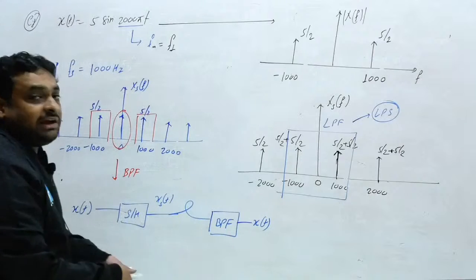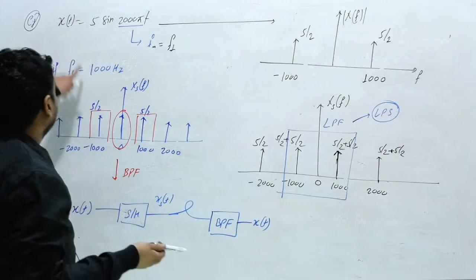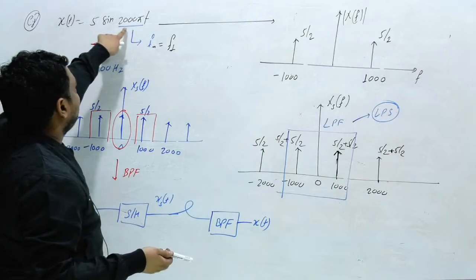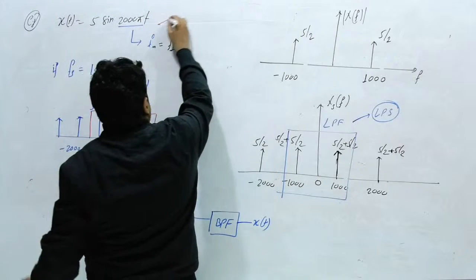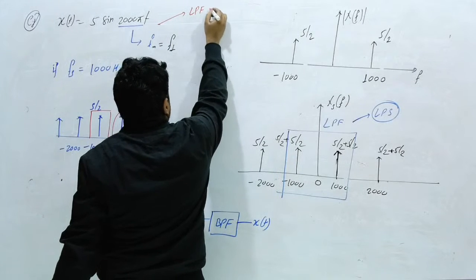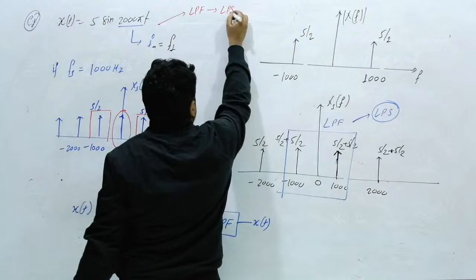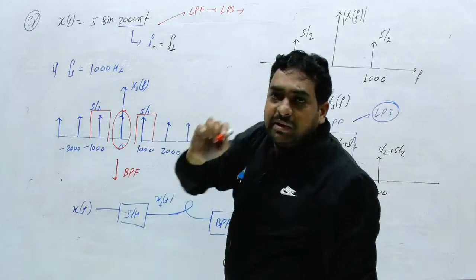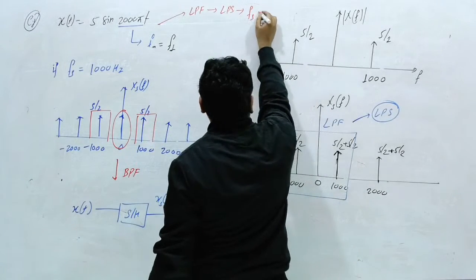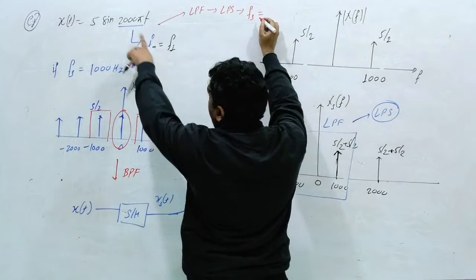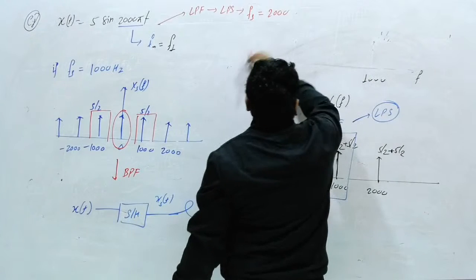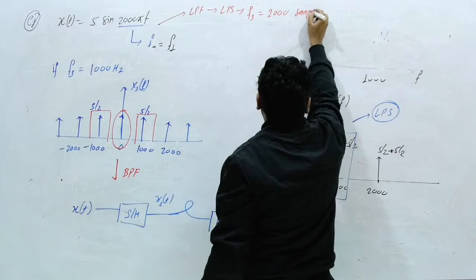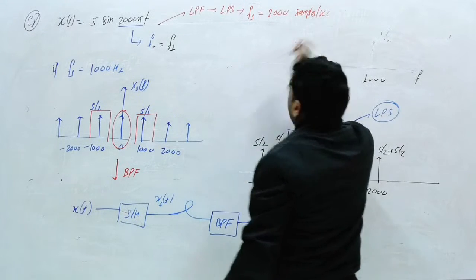Now if I ask you, this xt is 5 sine 2000 pi t. If you use a low pass filter, meaning low pass sampling, what will be the minimum fs? Here the minimum fs should be equal to twice of this, meaning 2000 samples per second. Clear this point?